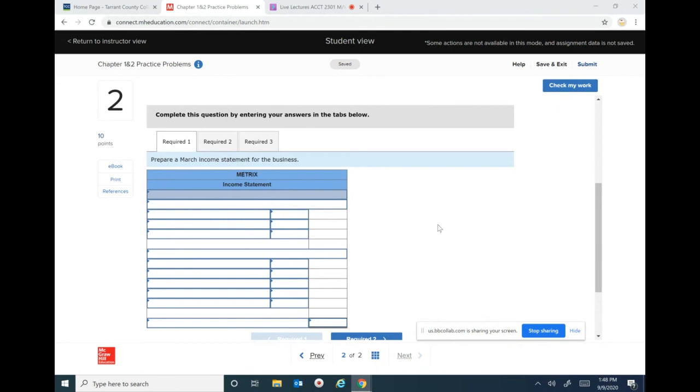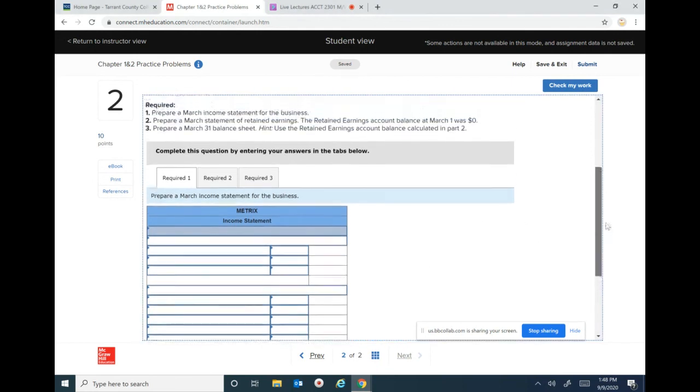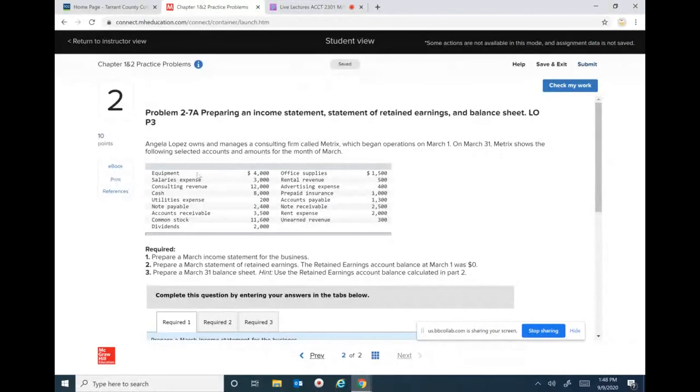What goes on the income statement is revenues. Some companies would have multiple sources of revenue, just like the one that we're going to look at in a minute, and expenses. So we'll prepare the single step income statement, and then we'll use the net income or the profit to add it to the statement of retained earnings and eventually the balance sheet. So it's important for you to know what accounts go where.